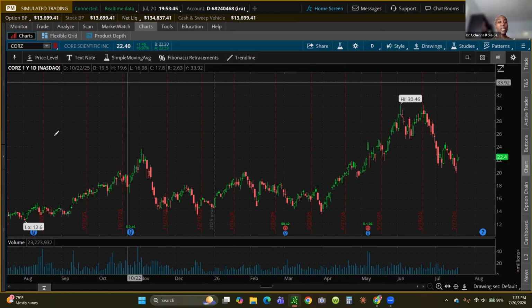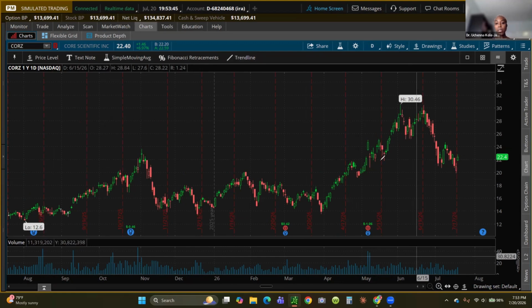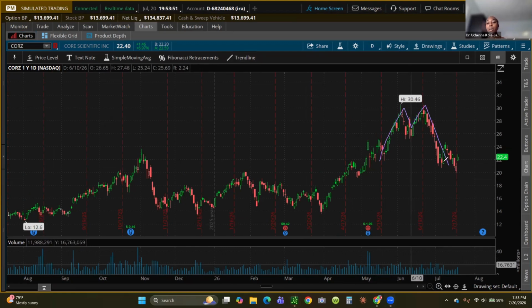When you see something like this, that is an M for murder. I would expect it to go lower. It did bounce off of support right here, but I don't trust this one. If anything, I could do a spread, a bearish spread. I'm not putting anything bullish on this stock. Okay.